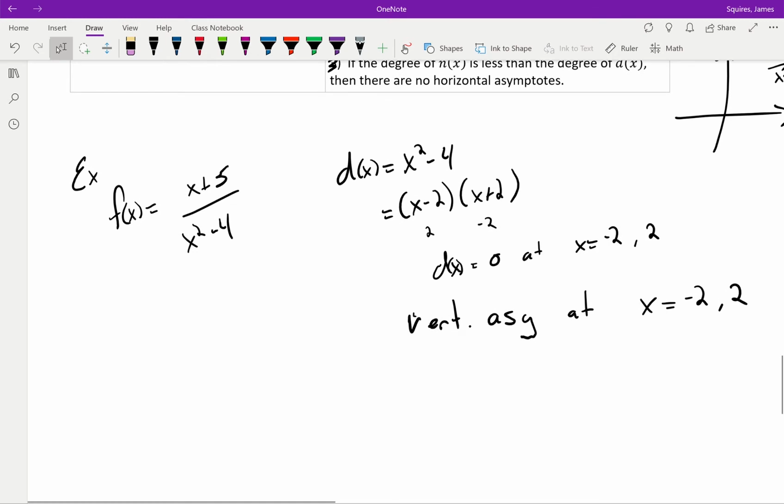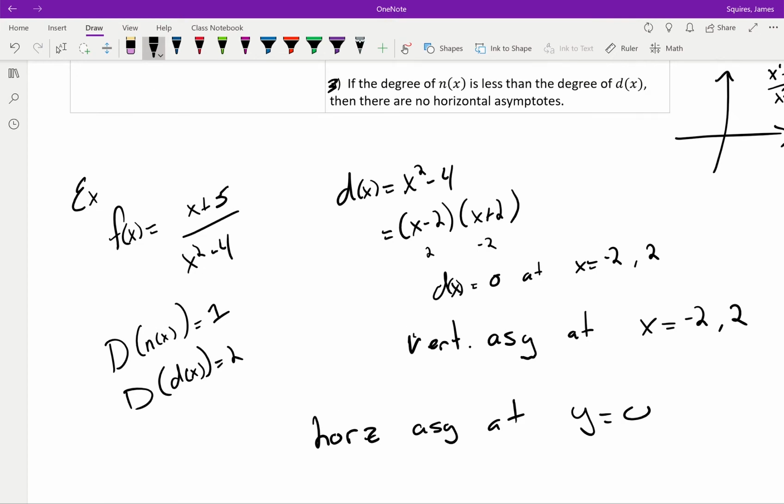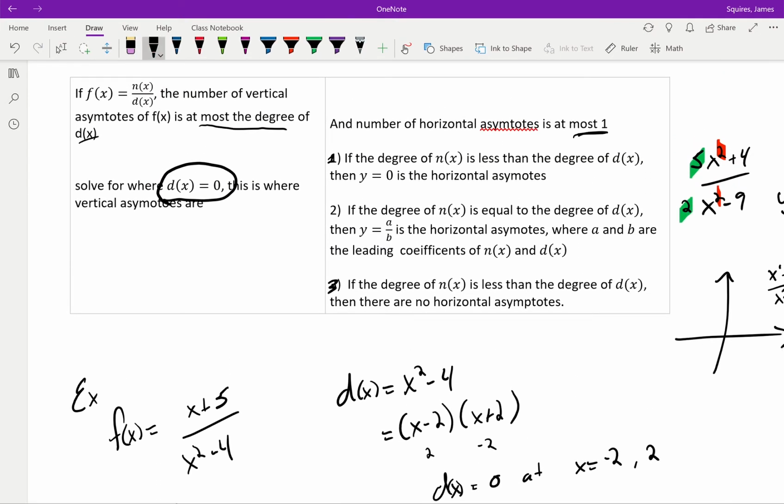Now note, in this example, the degree of the numerator, n of x, is 1. The degree of d of x is 2. That implies that we have a horizontal asymptote at y equals 0, because that is going with the first rule that we have right here.